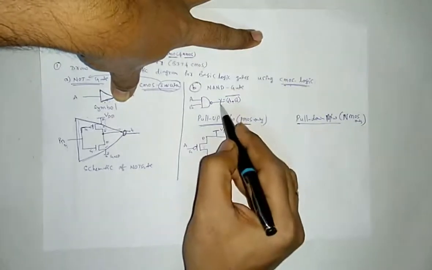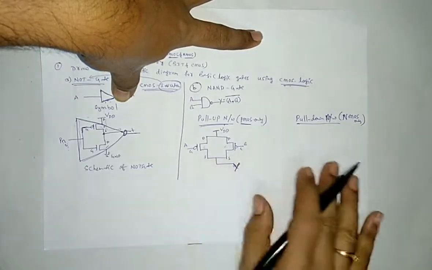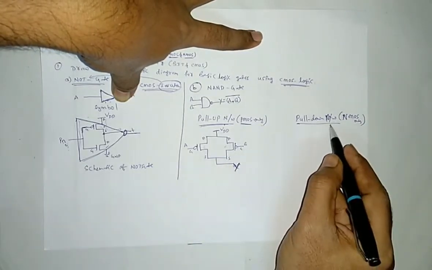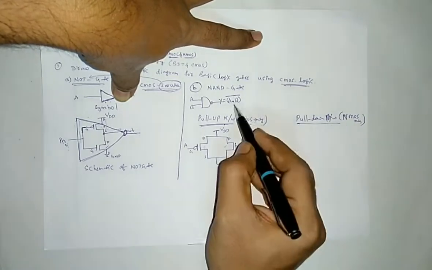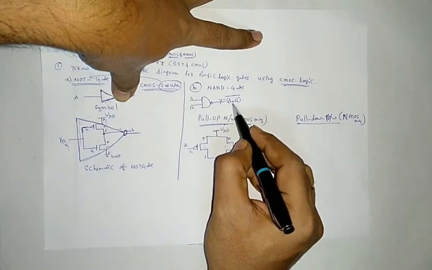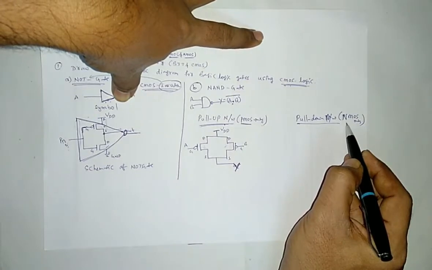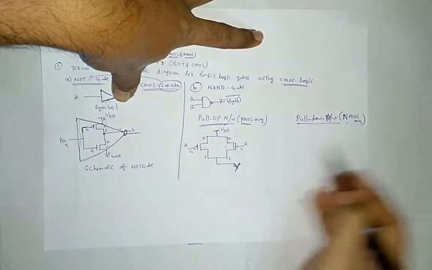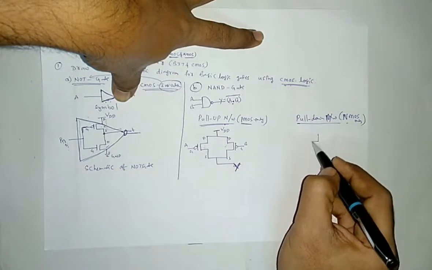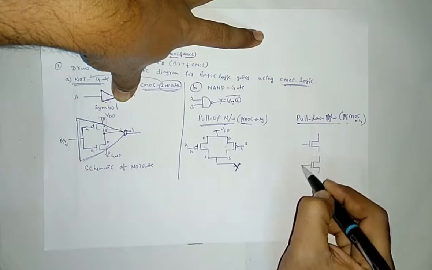Right, here the output we take as Y. That's why I am taking Y here. Now draw the pull-down network. The pull-down network is constructed using NMOS transistors. Here it is the complement of a product term. By using NMOS transistors, how can you generate the complement of a product term? If we connect them in series, then NMOS transistors can give a product term. That's why you have to connect two NMOS transistors in series.